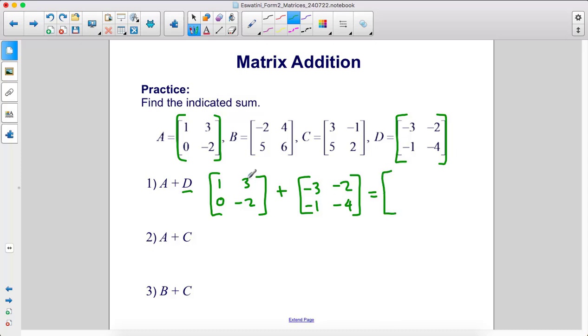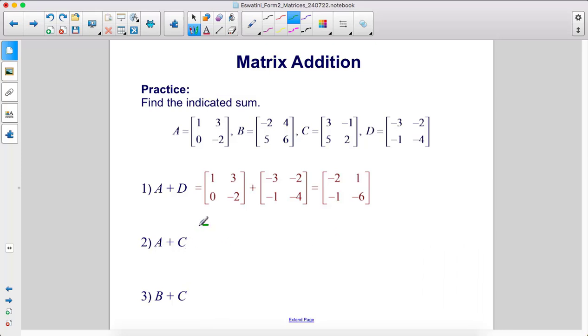Okay, so top left, 1 plus negative 3 is negative 2. 3 plus negative 2 is 1. 0 plus negative 1 is negative 1. Negative 2 plus negative 4 is negative 6.